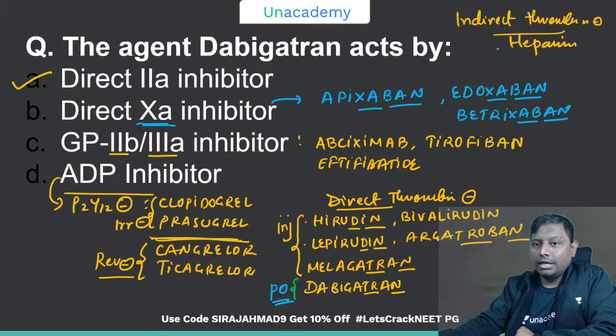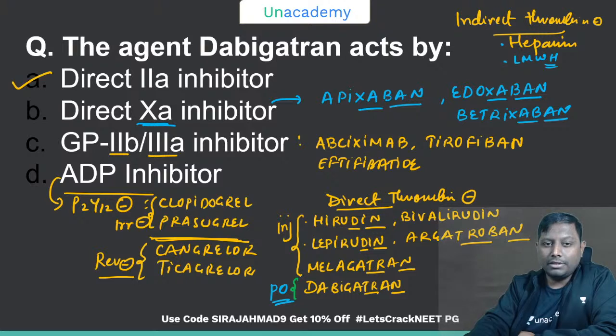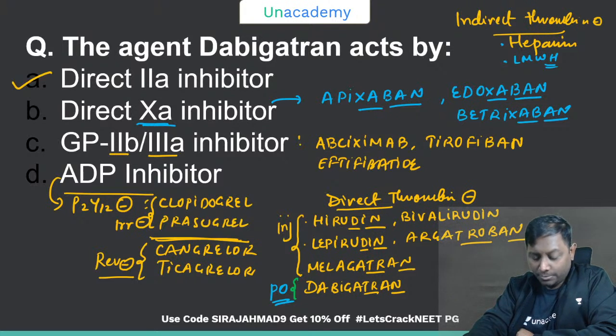One is indirect. Example will be your heparin, low molecular weight heparin. They are all indirect thrombin inhibitors. The rest I have already explained to you here. Dabigatran is the one that is your direct thrombin antagonist. I hope it is clear to all of you.